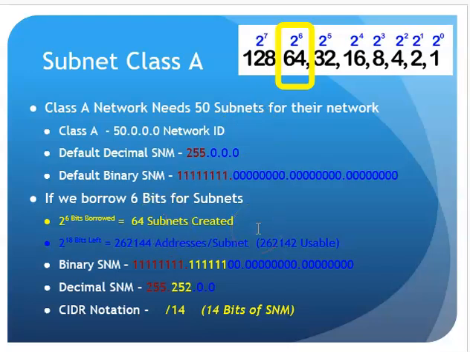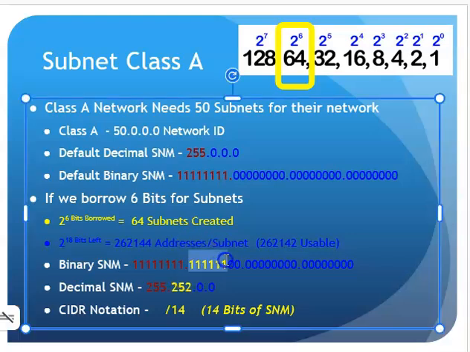I'm going to be left with 16, 17, 18. It looks like I'm going to have 18 bits left. So 2 to the 18 is going to give us 262,144 addresses per subnet, of which 262,142 would be usable. Again, way too many usable addresses for the subnet, but we're just following the same rules that we've been talking the whole time. So again, here's my 6 bits borrowed and my 18 bits left of host.